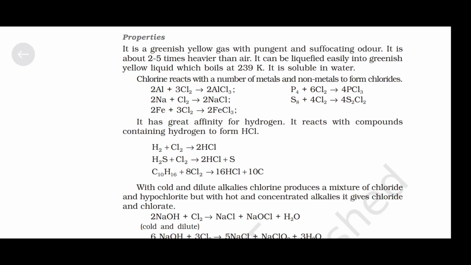It will react with metals. If it is reacting with sodium, sodium chloride will be formed. If it is reacting with aluminium, aluminium chloride will be formed, AlCl3. If it is reacting with iron, FeCl3 will be formed. If it is reacting with non-metals, phosphorus, then PCl3, that is, with sulfur it forms S2Cl2.